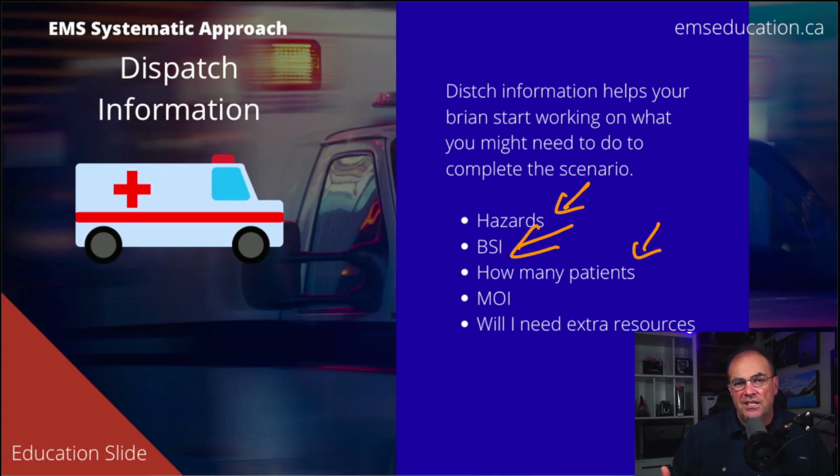That's the kind of information we can get from our dispatch information. And then we also can get some ideas that we might need more resources with this. And the mechanism of injury, we know this person was on a mountain bike and now they're unresponsive. So they must have done something pretty bad to crash their bike to be unresponsive.